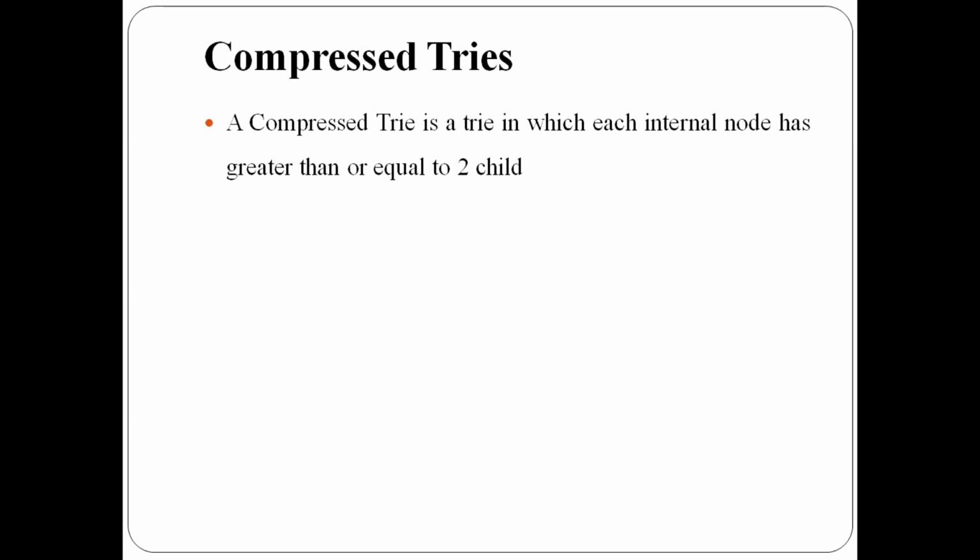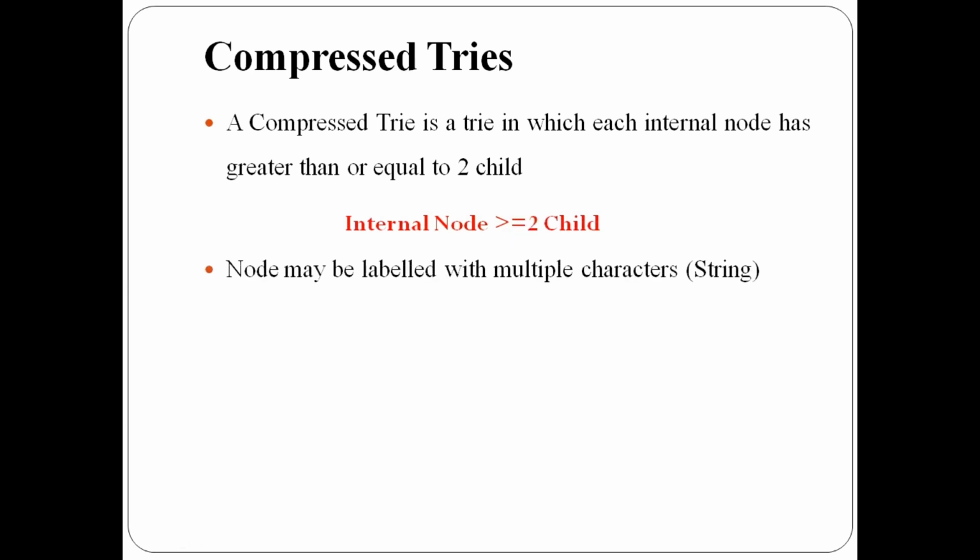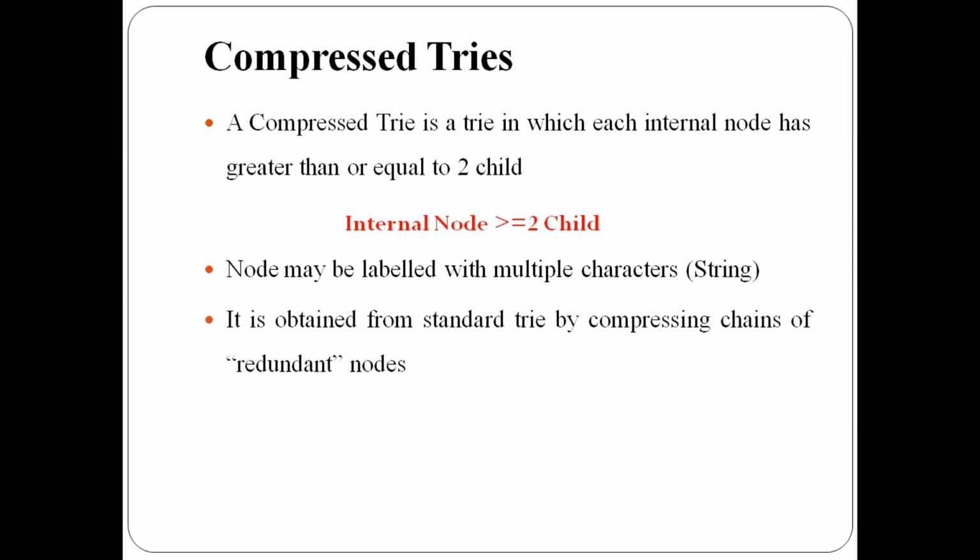A compressed trie is a trie in which each internal node has greater than or equal to 2 children. That is, for the compressed trie, the internal node must have greater than or equal to 2 children. Here the node may be labeled with multiple characters. In case of a trie, each node is labeled with a single character. In case of a compressed trie, each node is labeled with multiple characters, that is, a string. It is obtained from a standard trie by compressing chains of redundant nodes.